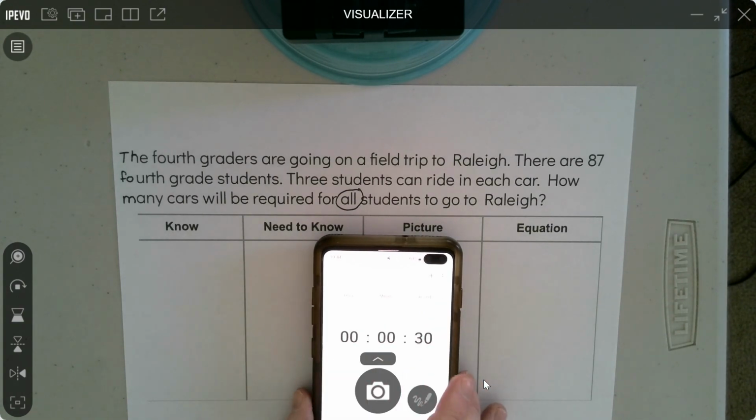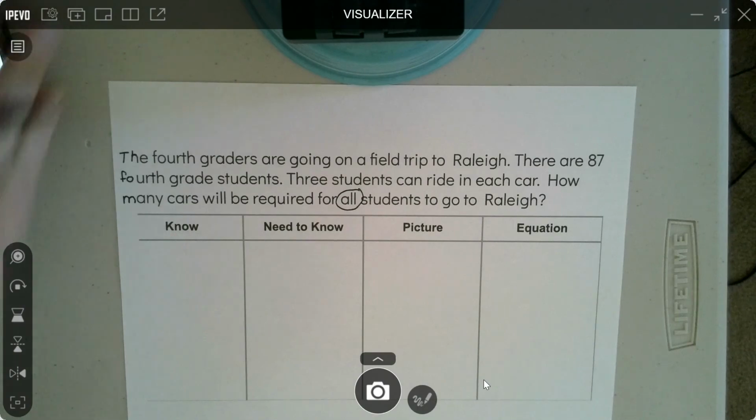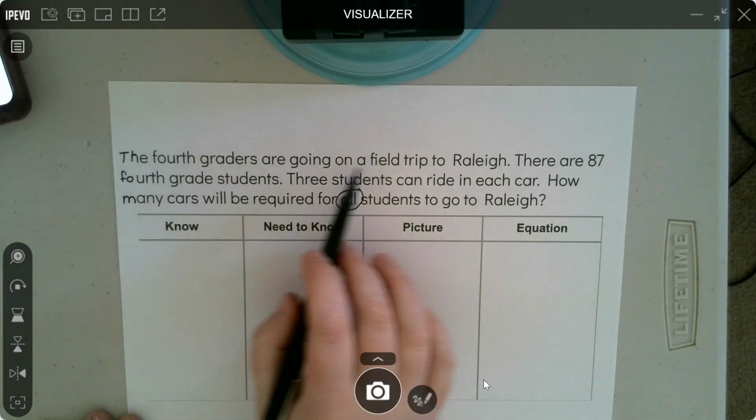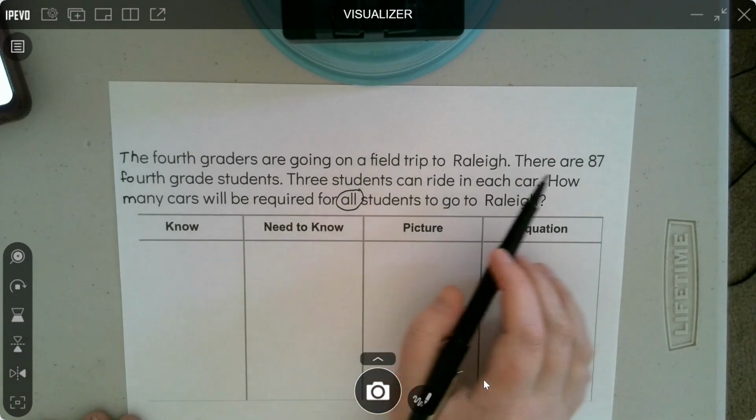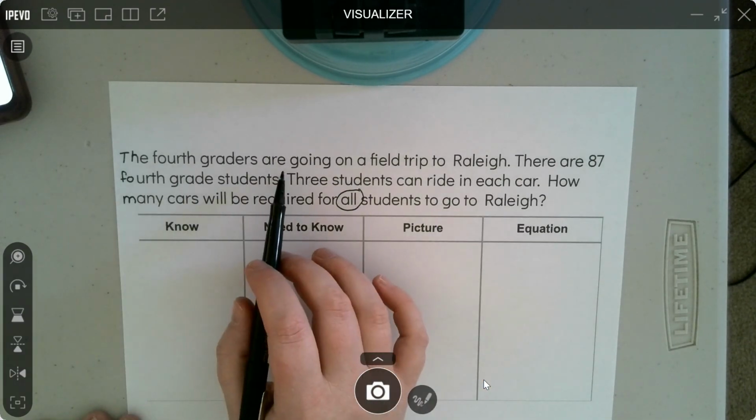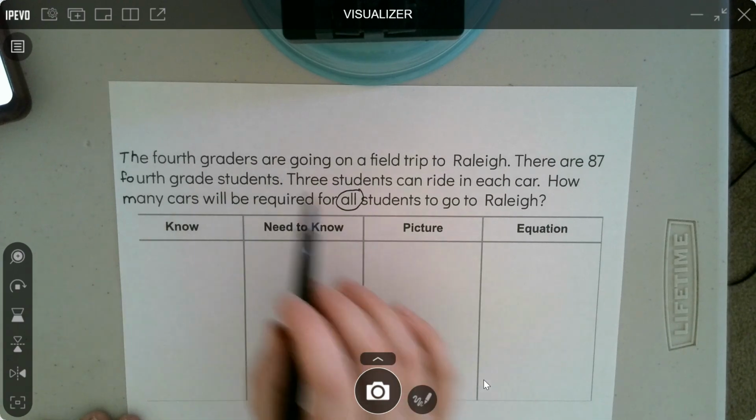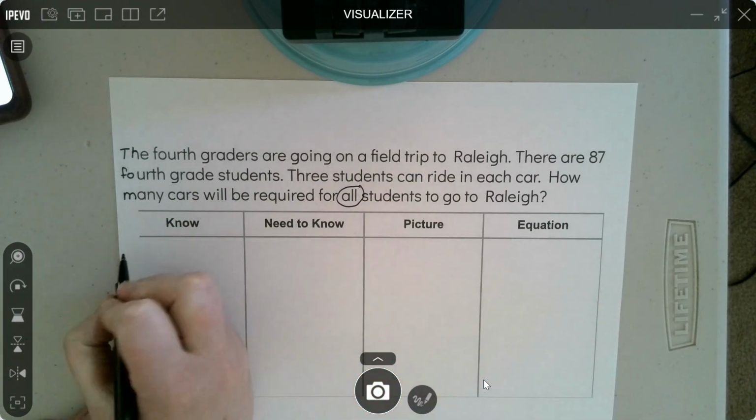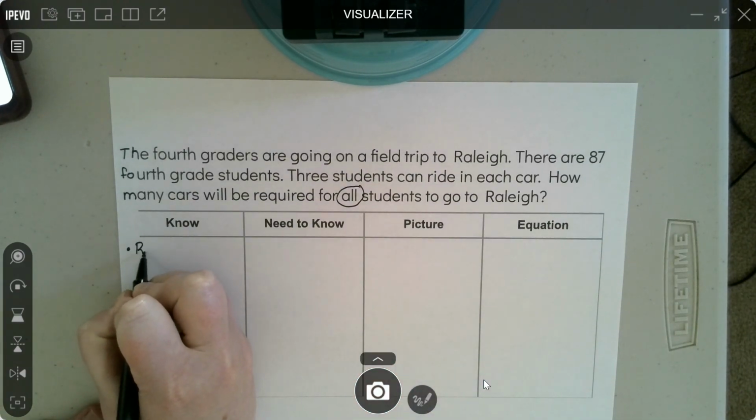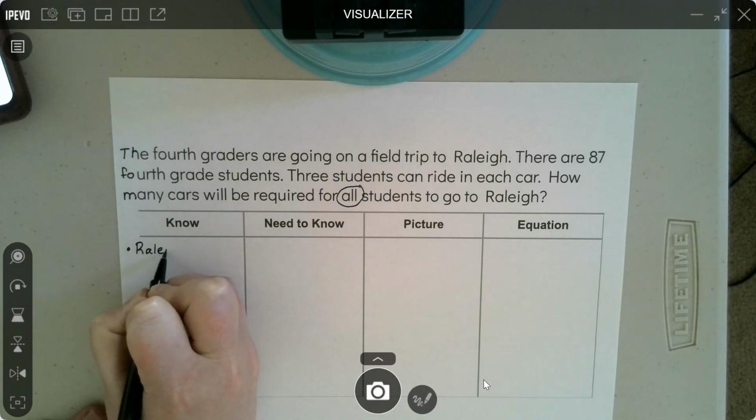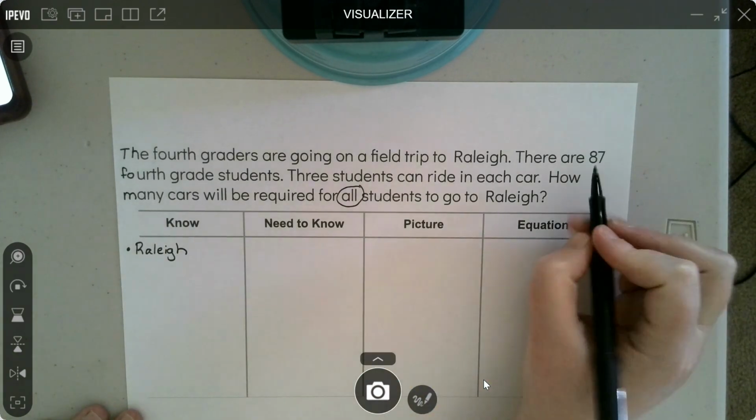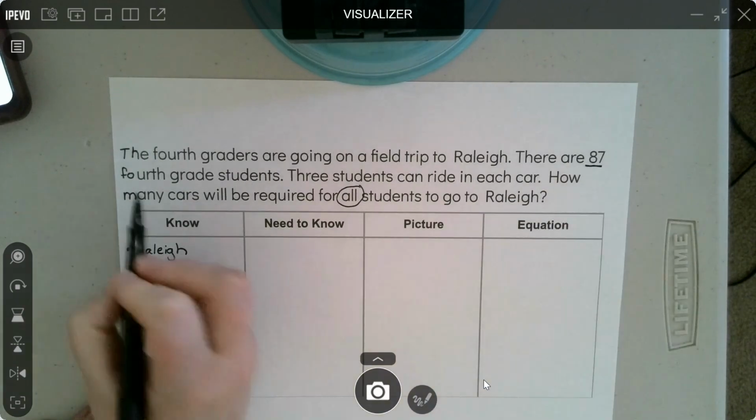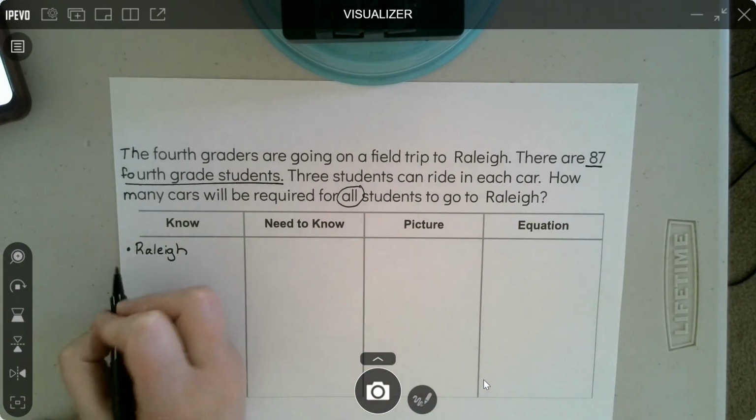All right. Now, let's go over this problem together. I'm going to read it again. It says the fourth graders are going on a field trip to Raleigh. There are 87 fourth grade students. Let's stop right there. What have we learned in these two sentences? Well, we learned that they're going to Raleigh. We also learned that there's a total of 87 fourth grade students going.